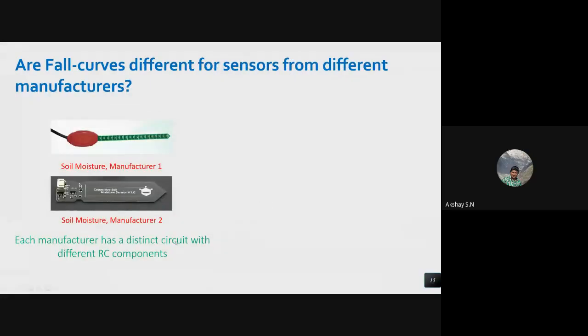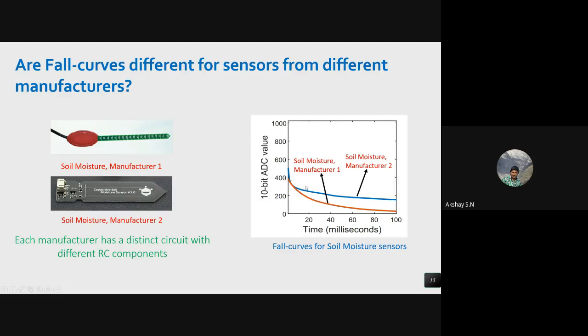Okay, great. So as I was saying, these are two soil moisture sensors from two different manufacturers. What changes between these two sensors is just the fact that the components used by different manufacturers change. Because these components change, the capacitance and resistance of the overall sensor also change, which means for two different manufacturers, you will get two different curves, right?